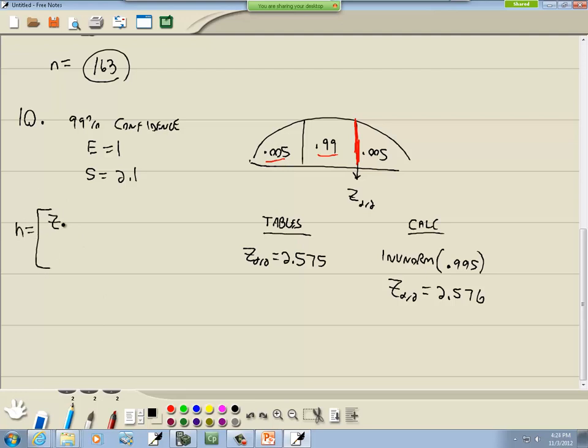Let's plug it into our formula now. So we've got our critical z-score times S divided by E, and squared. Which one to use? I'll use a calculator. I like calculator better. I'm more of a calculator person nowadays. 2.576 times S, which is 2.1, divided by E, which is 1, and then squared.